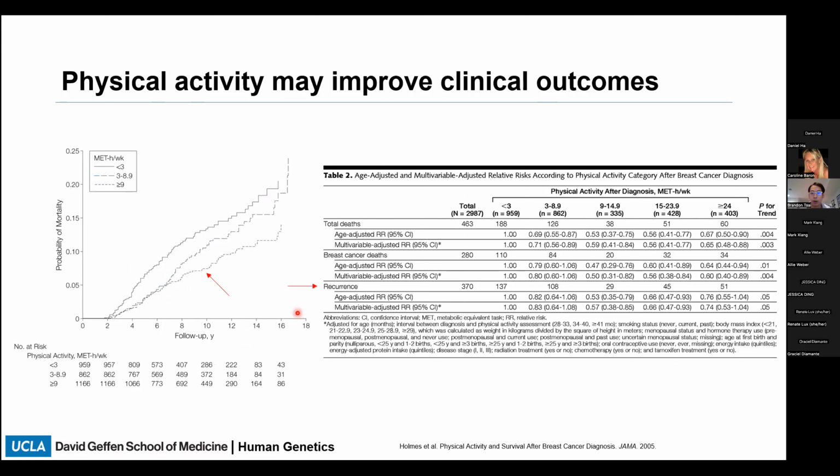Here we're just looking at breast cancer. Once again, the Kaplan-Meier survival curve shows that the most active group has the lowest mortality. And in the table to the right, we see that same pattern with cancer recurrence.